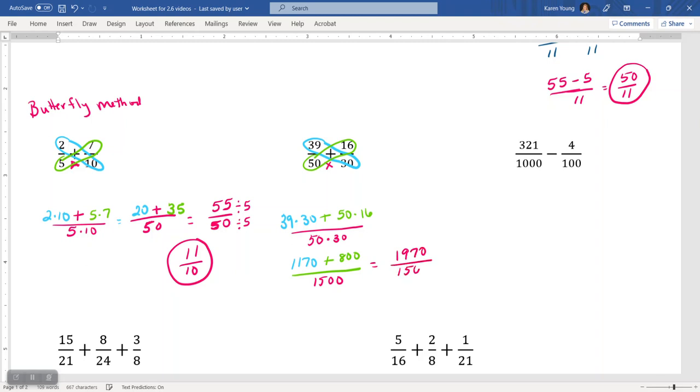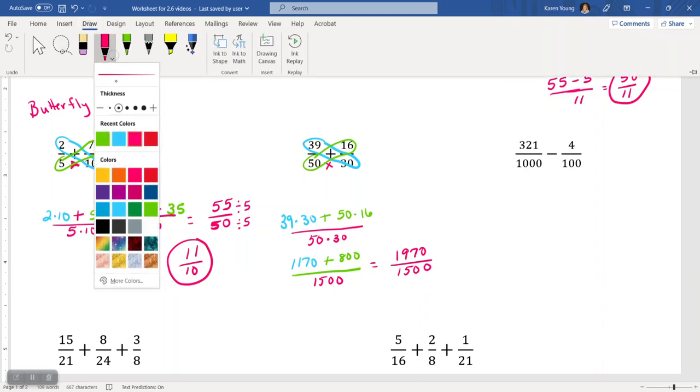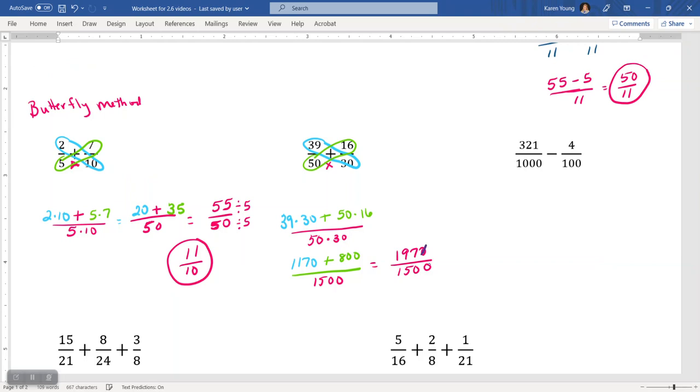over 1500. Now, one thing we know is that for every zero I have on top, I can cancel a zero on bottom. And then I've got 197 over 150. And then I want to think, will anything go into this? You can play with your calculator with it, try and cancel, or play with your numbers, but this is my lowest terms.